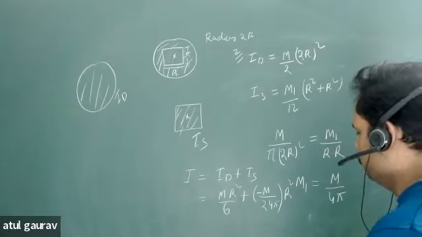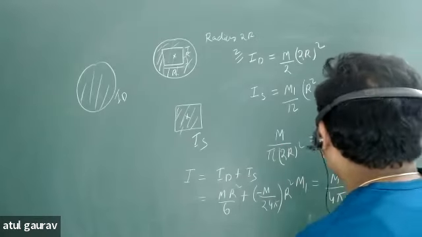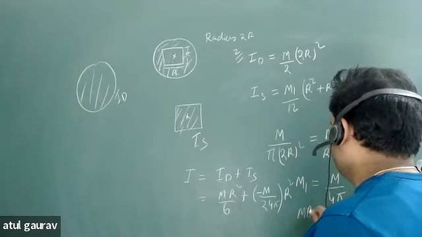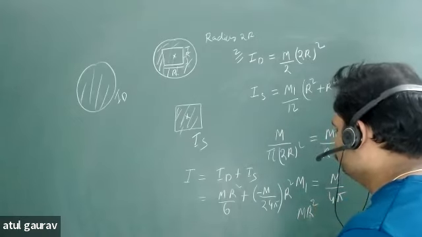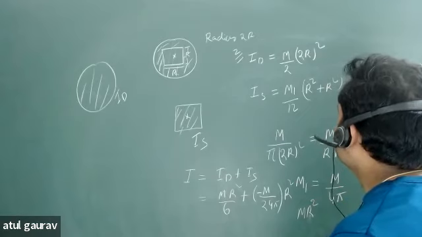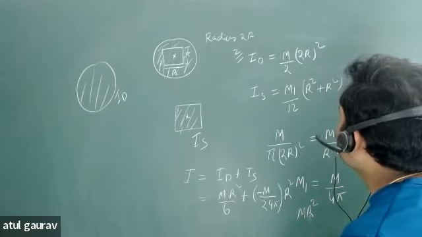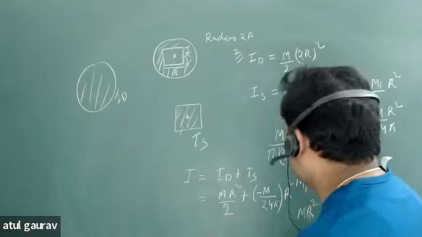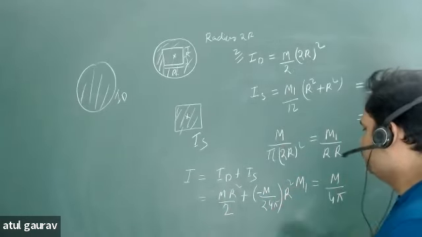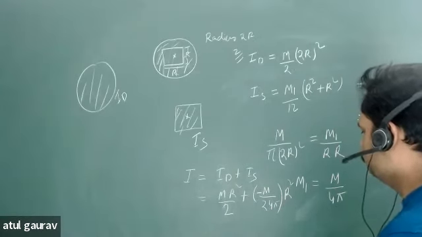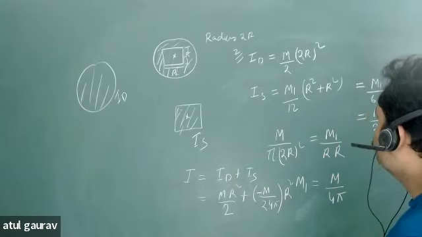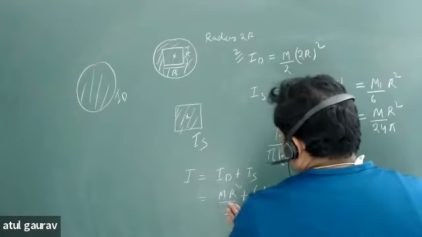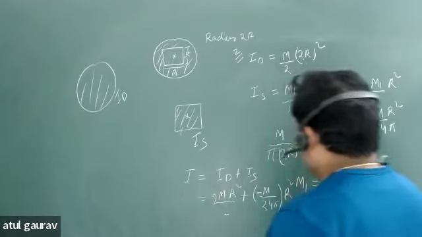And now you can easily calculate this particular value. क्या आ जाएगा आपका? ID, 2 mr square था. So वहाँ पे 2 mr square है. Okay, good. So you can just take this thing. That will be 2 mr square.